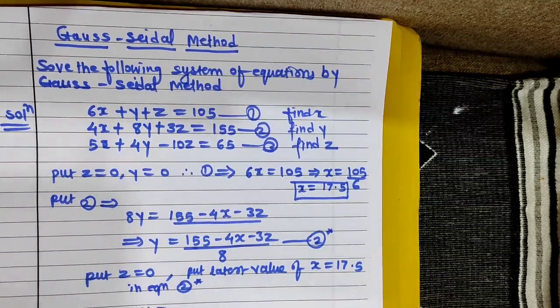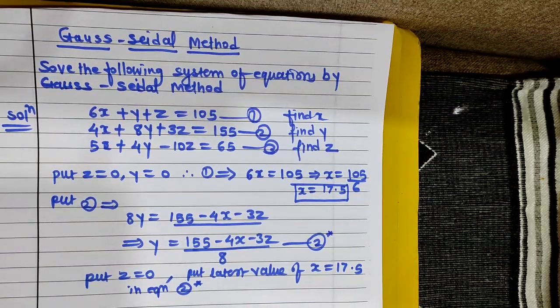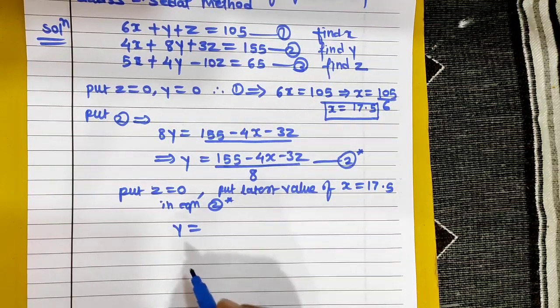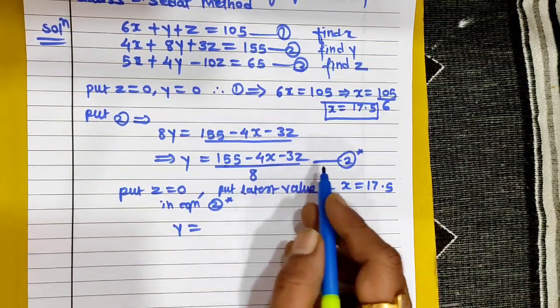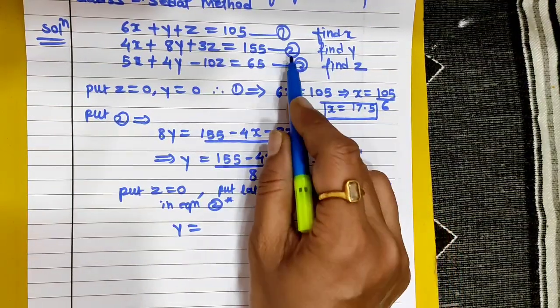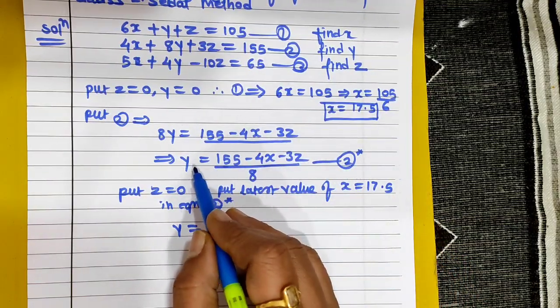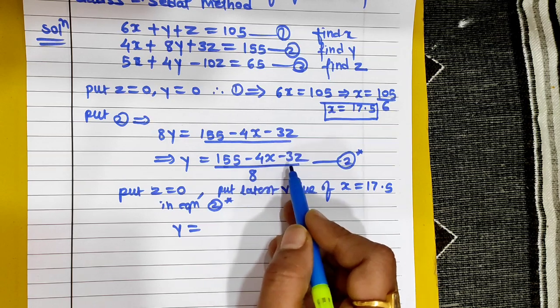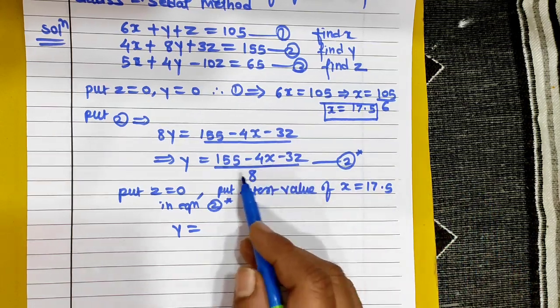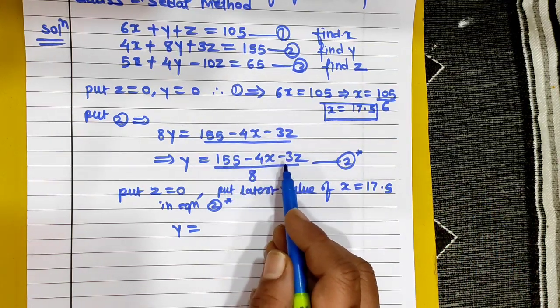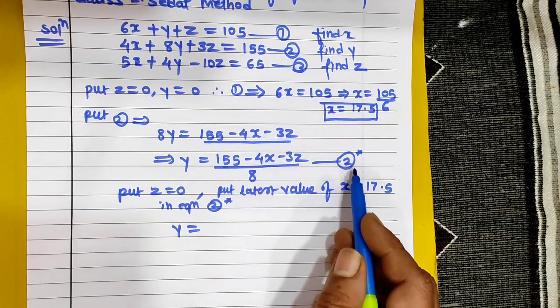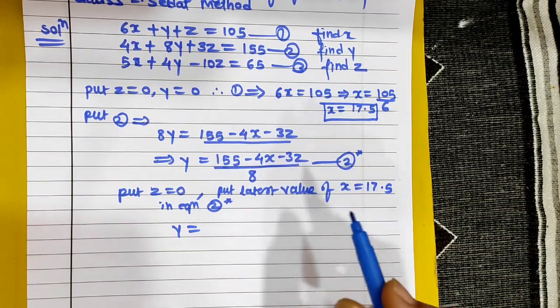From equation 2 we get the value of y. So we took all the variables and all the constants on the right hand side. The equation is y equal to 155 minus 4x minus 3z by 8. Call this one equation number 2 star.